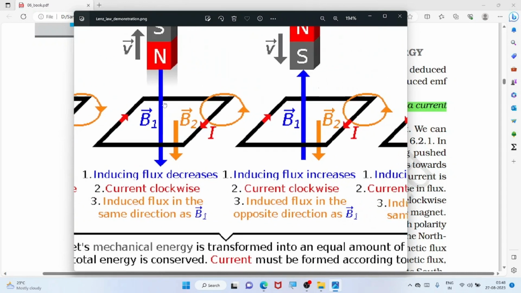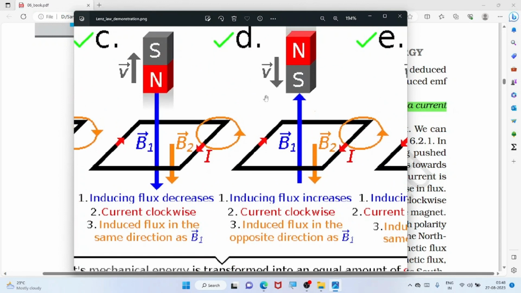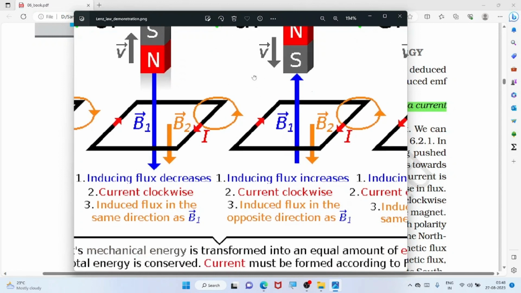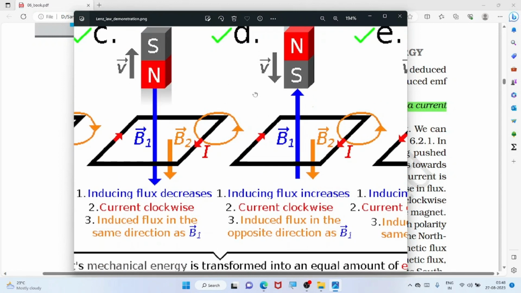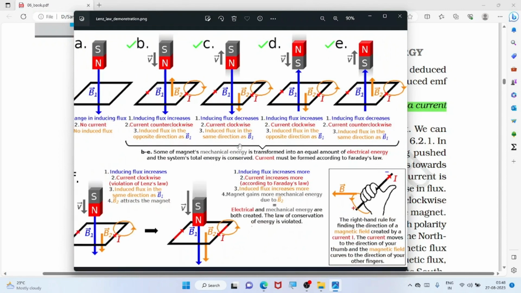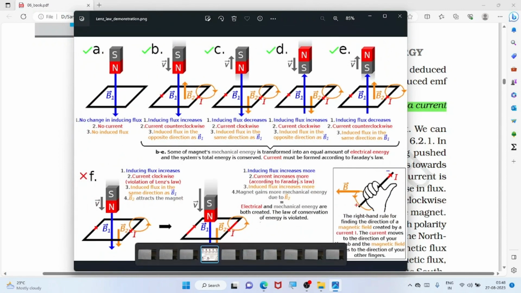Here again it is moving down, but this time it is the south pole. The flux again increases because we are moving it down. So the current is clockwise and the induced flux direction is downwards. Here you see this is the flux direction, so it is opposing the flux change. Like that, various scenarios are given, so you can go through them and you will understand Lenz's law.